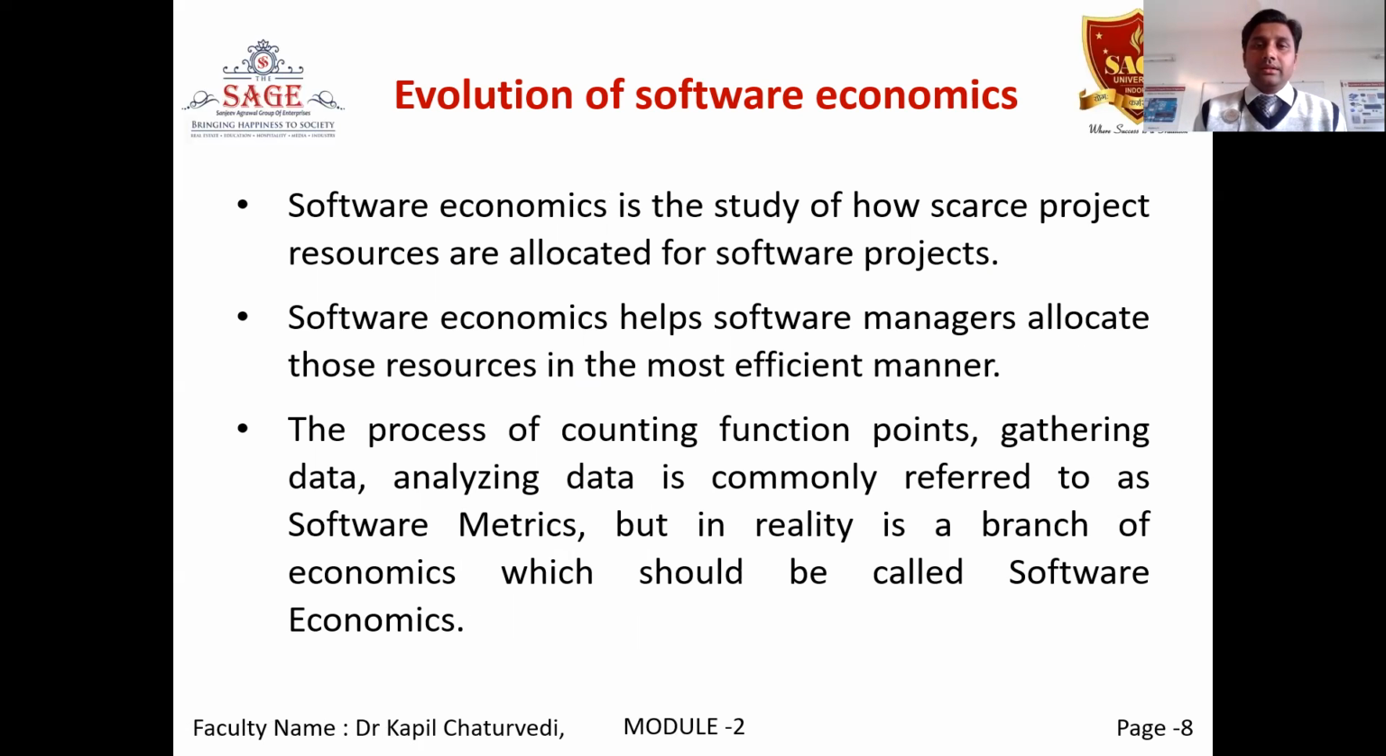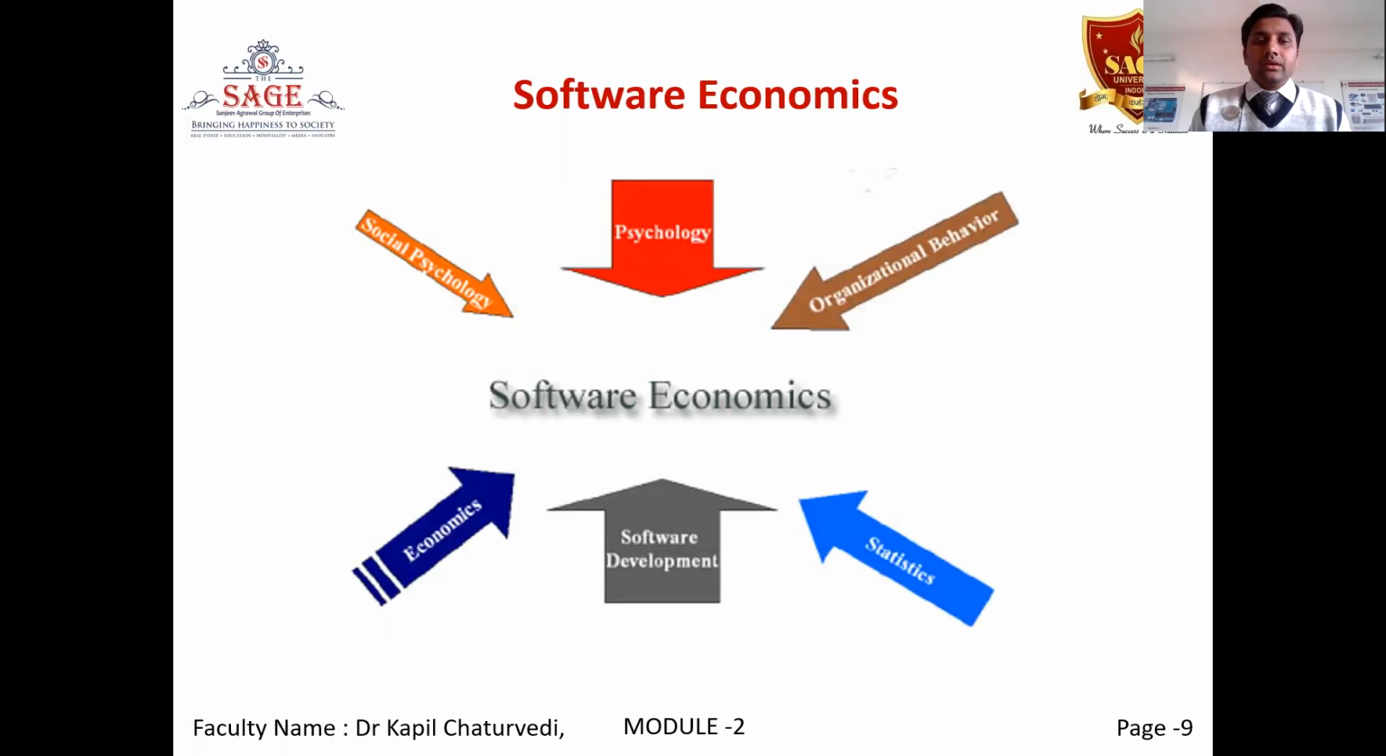Well understood, we are talking about the management of the project. It means we have to allocate the resources in a well-mannered form, so we have to find out the economics. The process of accounting function points, gathering data, and analyzing data is commonly referred to as software metrics, but in reality it is a branch of economics which should be called software economics. This is the point which we have to keep in mind during software economics evaluation. This diagram explains what we have to focus on during software economics: organizational behavior, psychology meaning psychology of the customer, social psychology, economics, software development, and aesthetics. These are the things we focus on during the calculation of software economics.